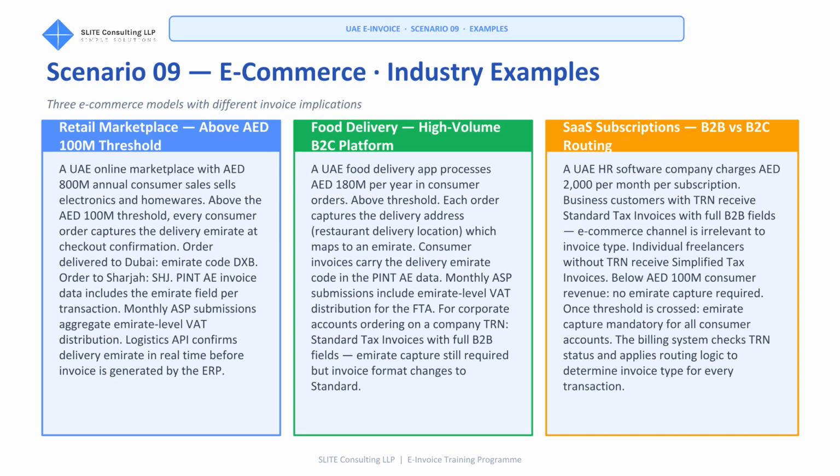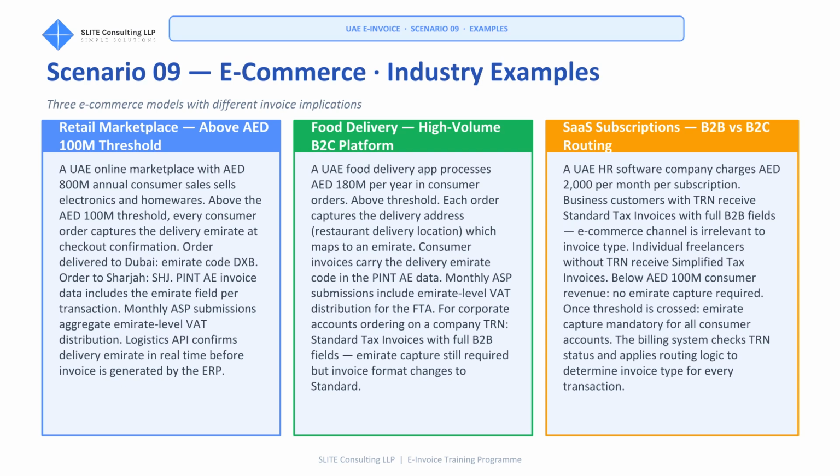Third, SaaS subscriptions. A UAE HR software company at 2,000 dirhams per month per subscription. Business customers with TRN get standard tax invoices. E-commerce channel is irrelevant. Individual freelancers without TRN get simplified tax invoices. Below the consumer revenue threshold, no emirate capture. Once crossed, mandatory for all consumer accounts.